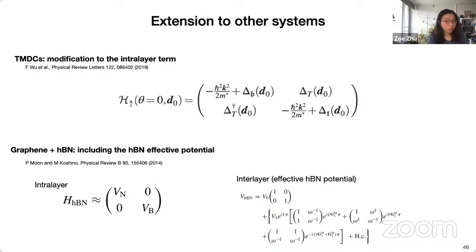You can extend it to a TMDC system by modifying the intralayer term, and also the interlayer term. But the intralayer term would now have a stacking dependence, as derived by Wu in 2019. And you can also apply the model to graphene-hBN systems by including the effective potential from hBN, as derived by Moon and Koshino in 2014. And this is something that we have been working on.